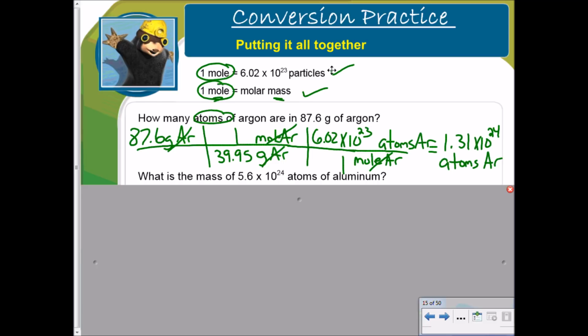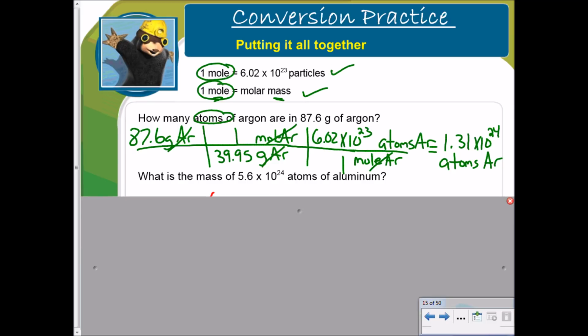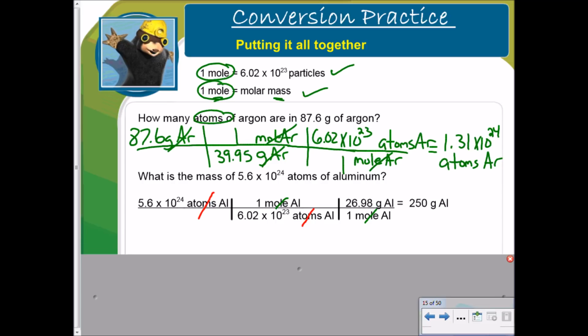Okay. What is the mass of 5.6 times 10 to the 24 atoms of aluminum? You should pause the video and work this. Okay, and so you'll see here, broke down the given, and we wanted to cross it out. We can go from atoms to moles. That's this idea here. And then we can go from moles to mass because we know that 1 mole is equal to the molar mass.